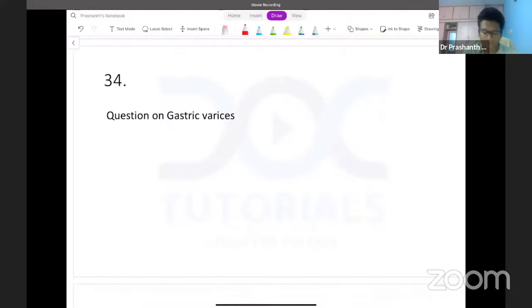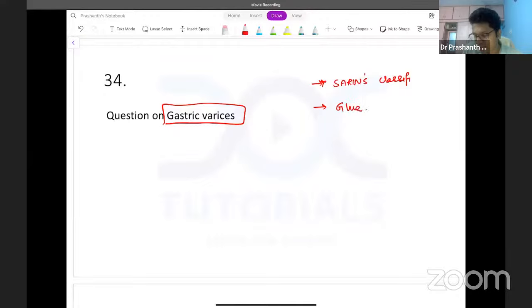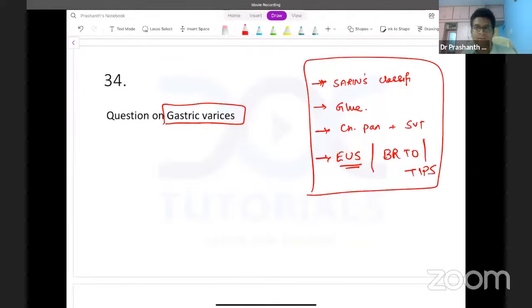Then there was one question on gastric varices, but if one of you is able to recall it or your seniors have told you, please share it with all of us. What could have been the question was about Sarin's classification, or it could have been on management with respect to glue injection, or different options for management of gastric varix, or what could be the diagnosis which can cause it, as sometimes even chronic pancreatitis with splenic vein thrombosis can present with gastric varices. Third, you might have had questions about newer aspects for managing gastric varices like BRTO or TIPS. These are different, newer options to manage a gastric varix and its tendency to bleed.